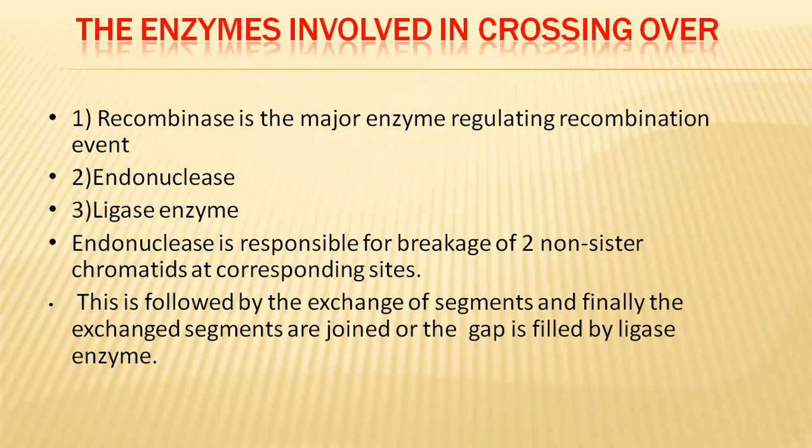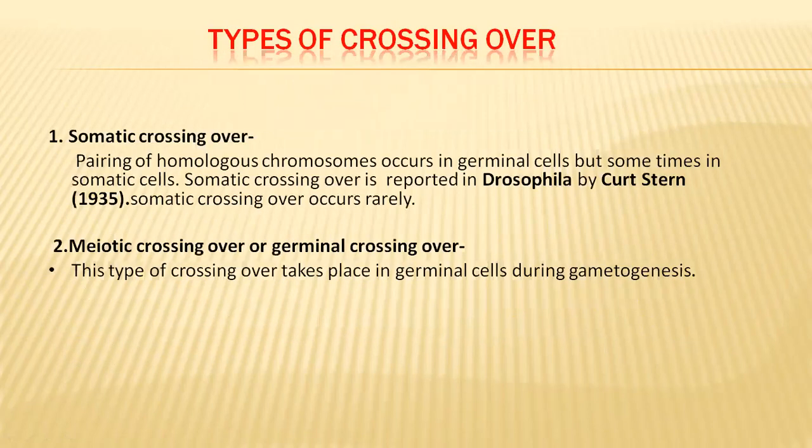The enzymes that help in this process are of two types. One is endonucleases, another is ligases. Endonucleases break the two non-sister chromatids, and ligases help them attach to the opposite or new chromosome parts. So with the help of these two enzymes only, the recombinations are made possible.